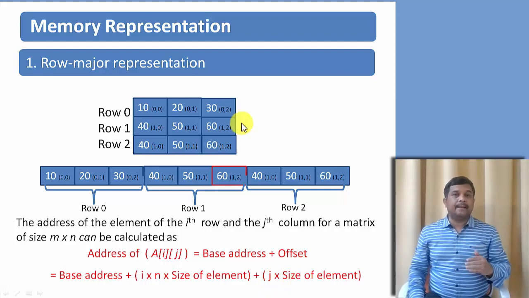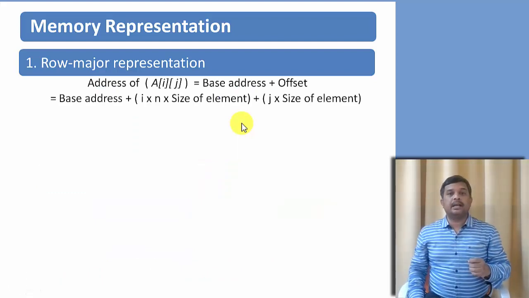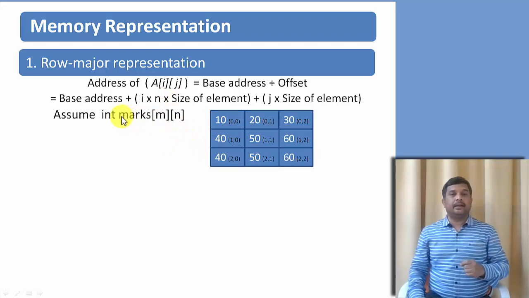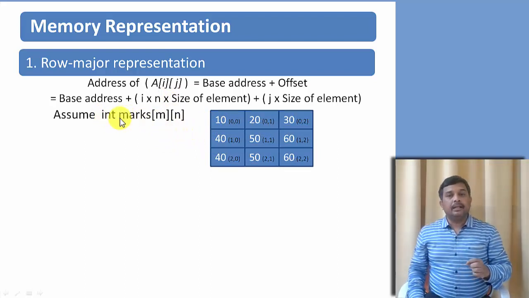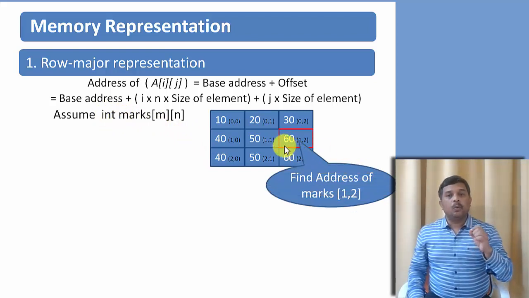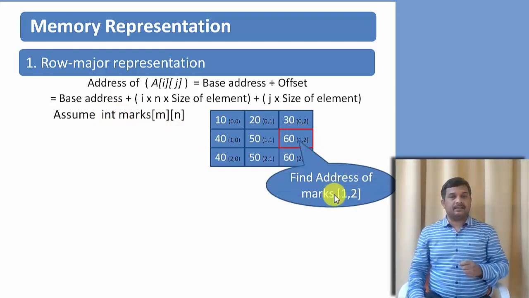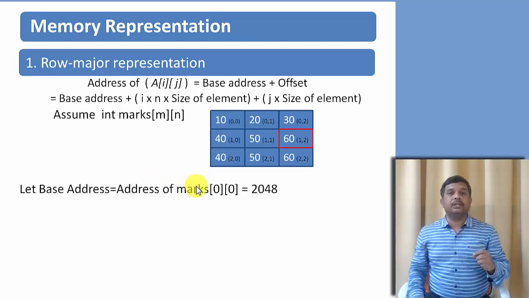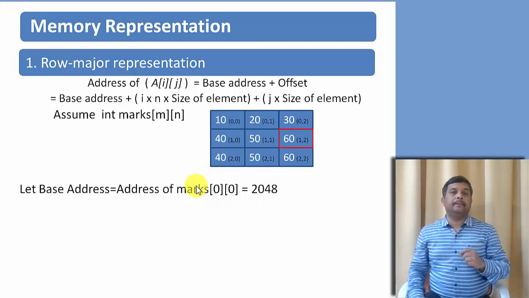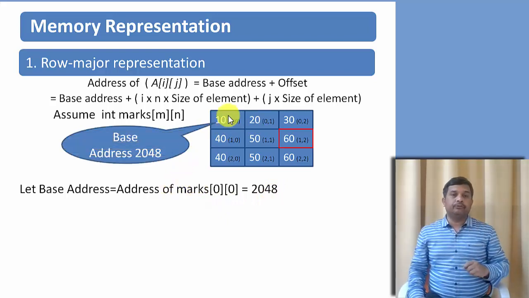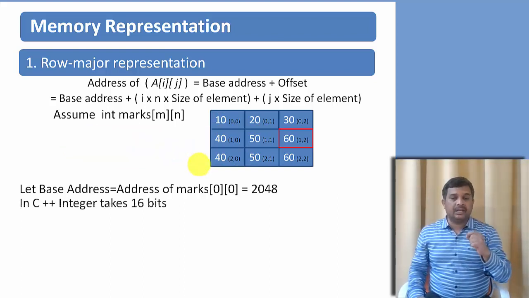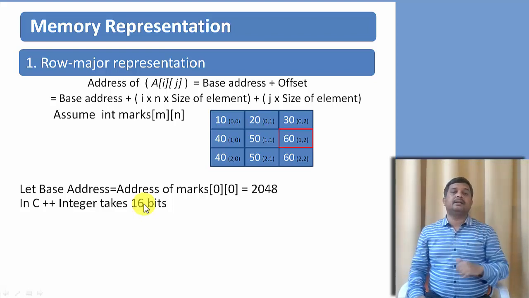So let us try to do an example. Assume that this is a matrix of marks and now we are taking the integer data type. Let us try to find the location 1, 2. For this location, what will be the address? And assume that the base address of this matrix is 2048. It means the address of the 0,0 element is 2048. And we know that each memory element will contain 16 bits because in C++ integer takes 16 bits.